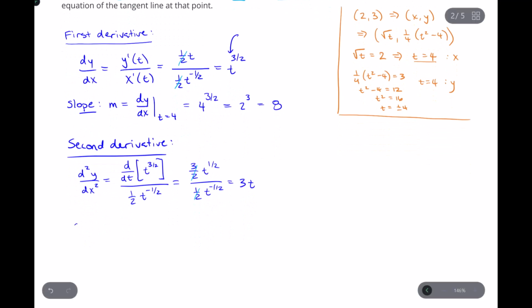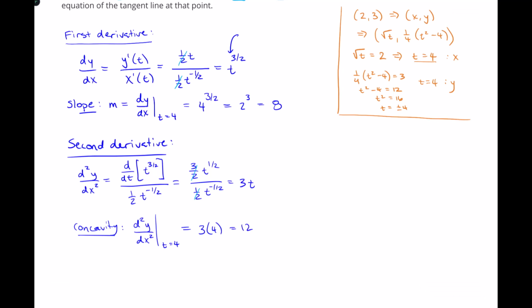And we then find our concavity by plugging into the second derivative the same value of t. All right, so when I plug in t equals 4, that's going to be 3 times 4, which is 12. And the value of the concavity isn't always as important as simply that it's telling me that it's concave up or concave down. So in this particular position, we are concave up.